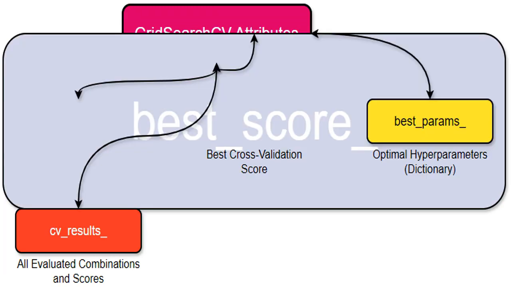This attribute points directly to the winning combination. It's a dictionary that gives you the specific values of the hyperparameters, like C and gamma for our SVM, that resulted in the highest cross-validation score. It's like a treasure map pinpointing exactly where the best settings are located. For example, it might say C 10, gamma 0.1, showing that C equals 10 and gamma equals 0.1 were the magic numbers for your model.